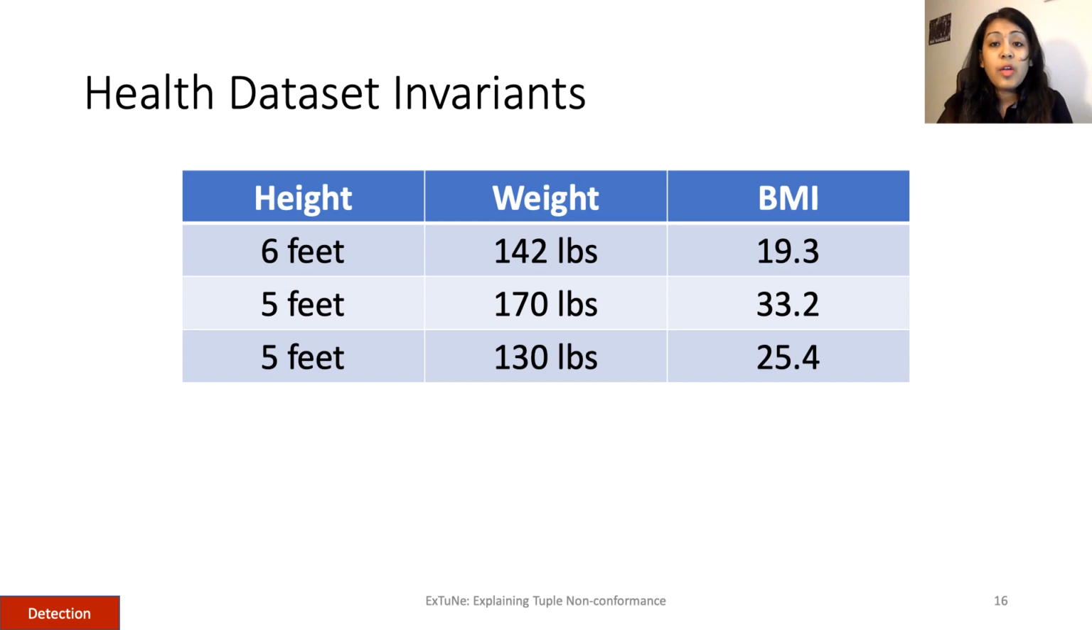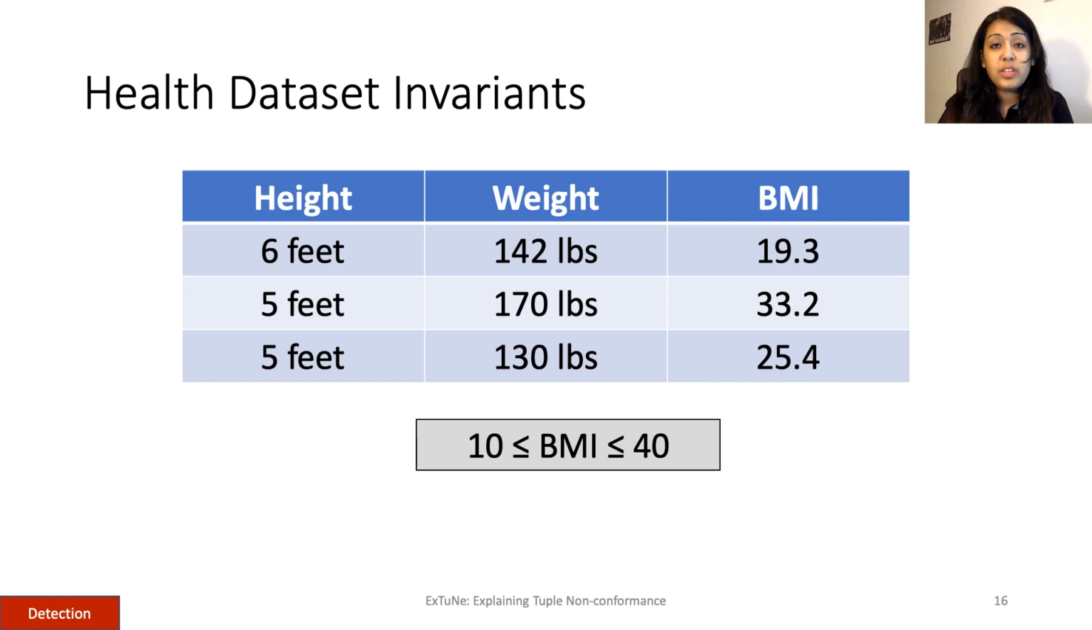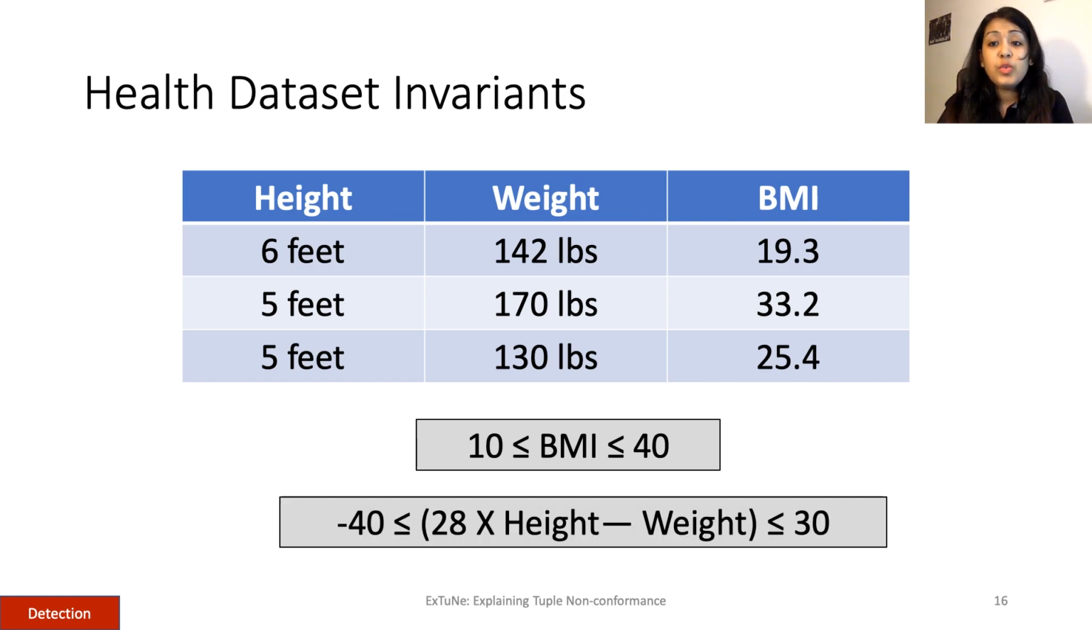As an example, consider this health dataset with three attributes: height, weight, and BMI. A simple data invariant on this dataset is that BMI should be between 10 and 40. A slightly more complex data invariant is that 28 times height minus weight should be within the range minus 40 and 30. I will skip the details of data invariants and the techniques we use to compute good data invariants in this talk, but at a high level, data invariants are constraints on linear combination of attributes.